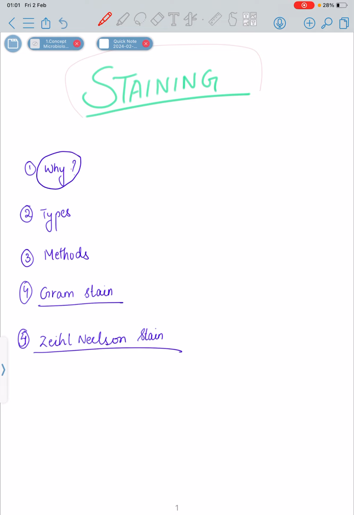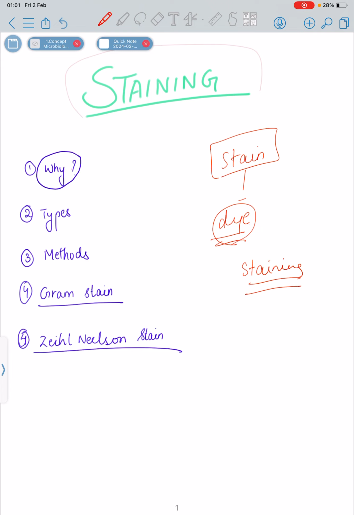So, what exactly is staining? Staining is nothing but a procedure to stain. Now, what is this stain? Stain is a dye. Okay, so putting a dye on any media is known as staining. Staining is the process of putting dye or any stain.